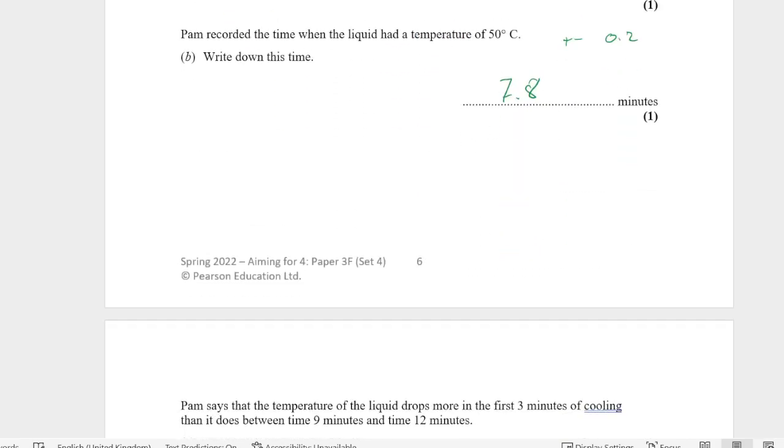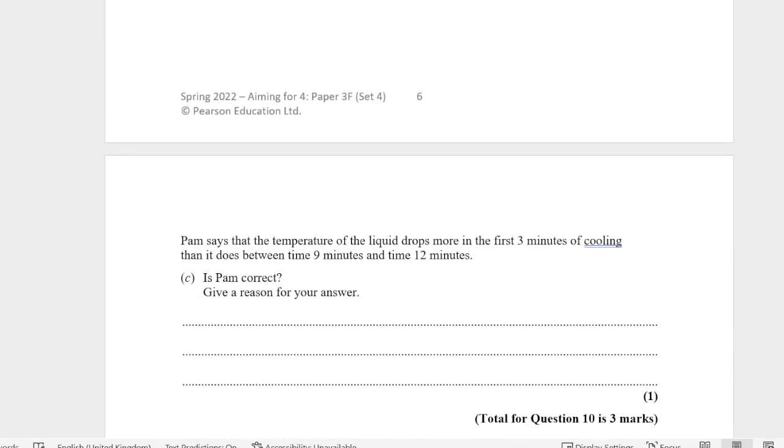Values I got. Yes, it dropped 26 degrees in the first 3 minutes and only 6 degrees in 9 to 12 minutes.